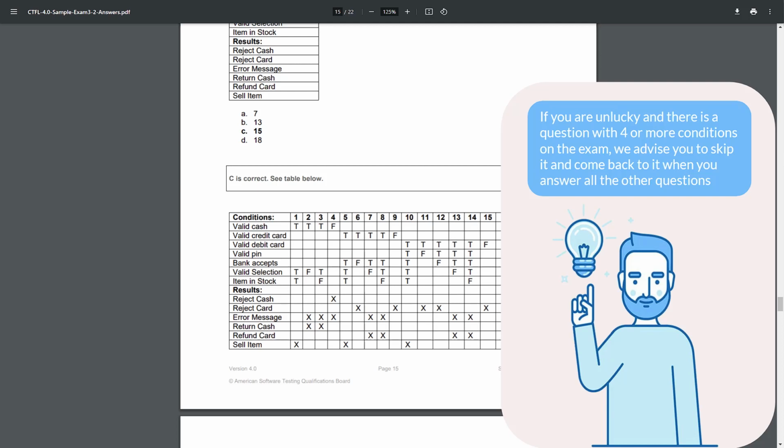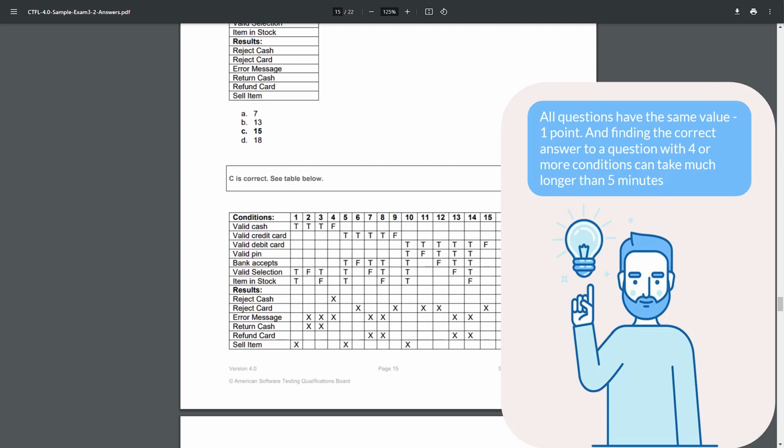Therefore, our advice is as follows. If you are unlucky and there is a question with 4 or more conditions on the exam, we advise you to skip it and come back to it when you answer all the other questions. All questions have the same value, 1 point. And finding the correct answer to a question with 4 or more conditions can take much longer than 5 minutes.